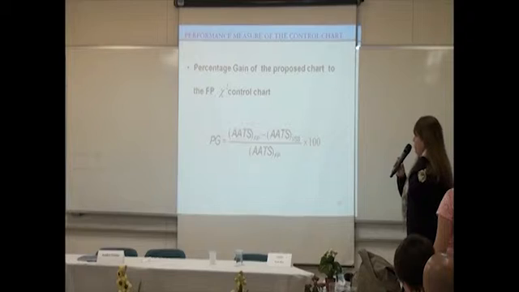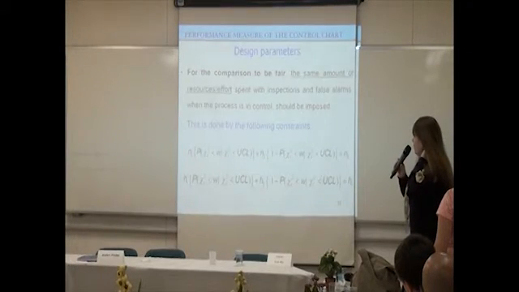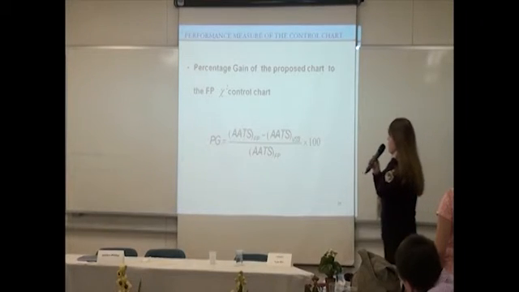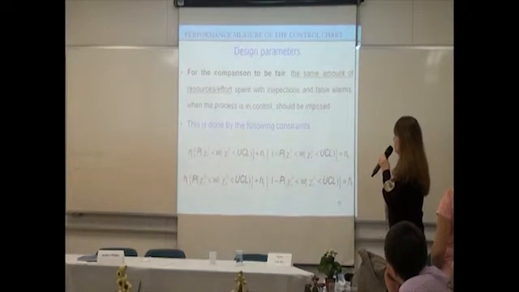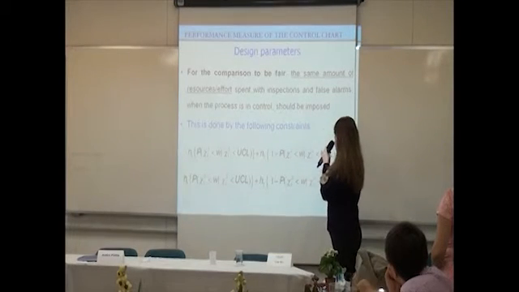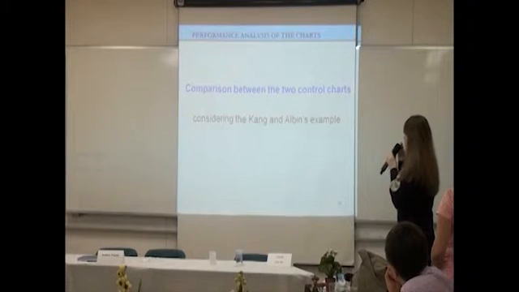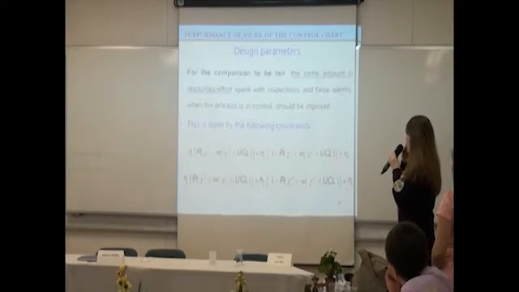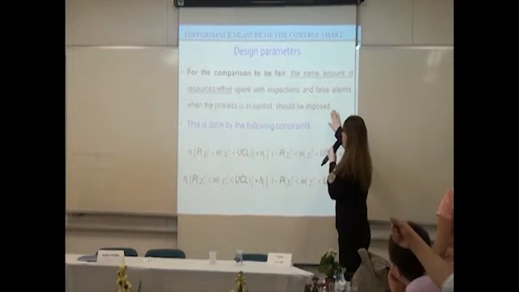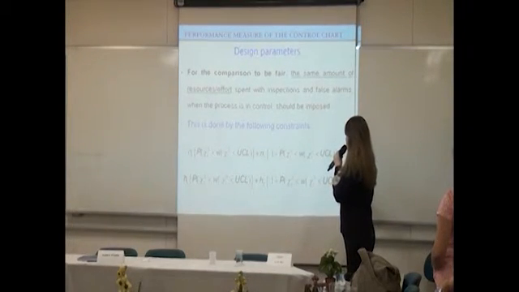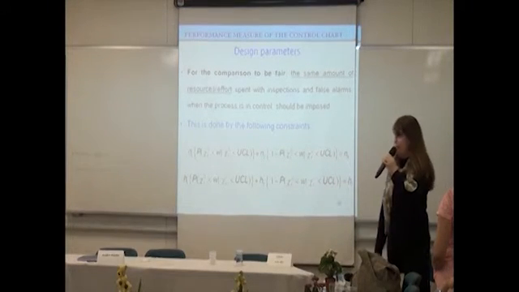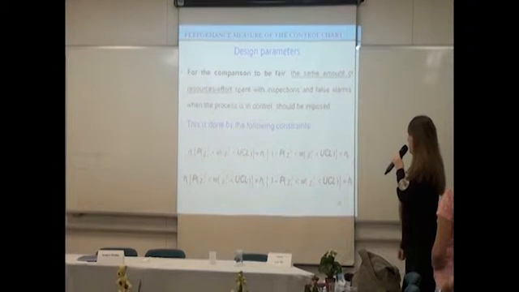Now, this is a simple calculation, the percentage gain that I'm going to calculate. Okay, the percentage gain of the proposed chart compared to the fixed parameter control chart. Also, to get the design parameters for the comparison to be fair, the same amount of resources and effort spent with inspections and false alarms when the process is in control should be imposed. So we have to make this restriction here. This is for the fixed parameter control chart, and this is also for the proposed chart. On average, they have to spend the same amount of effort, so inspections.